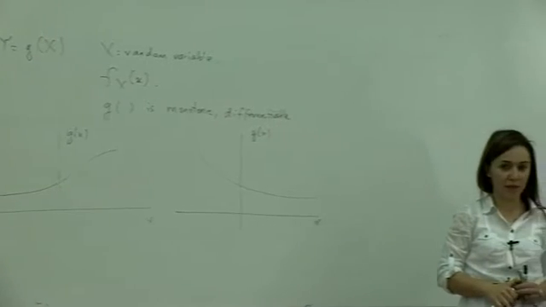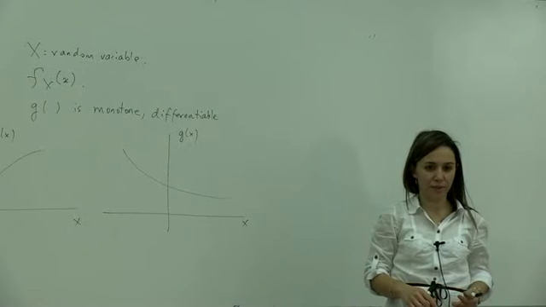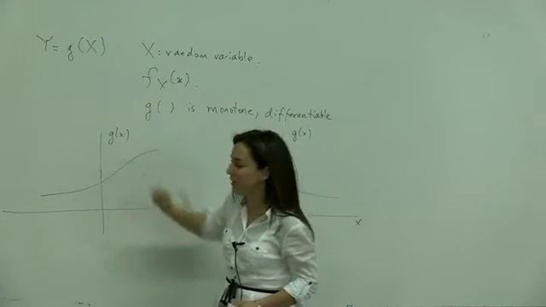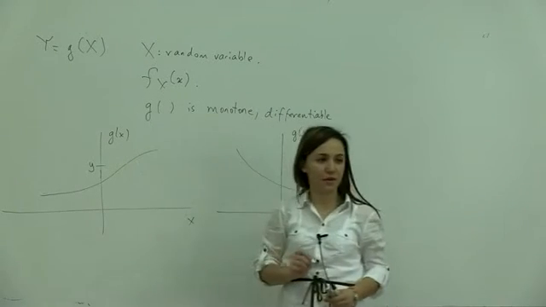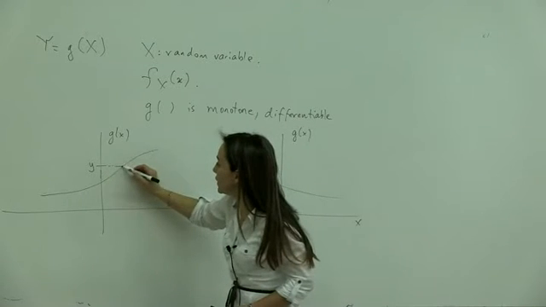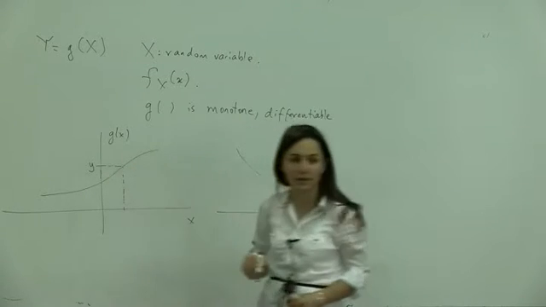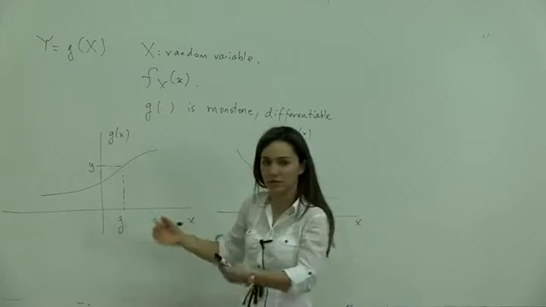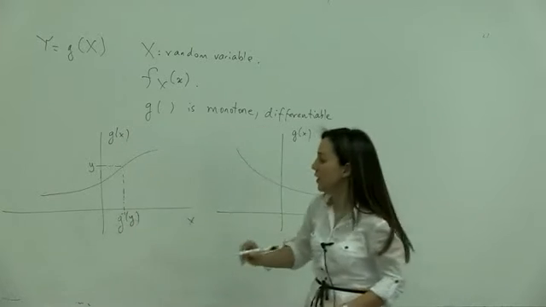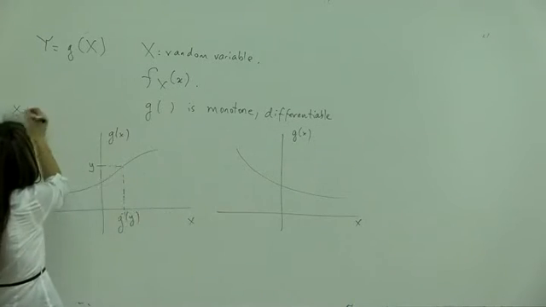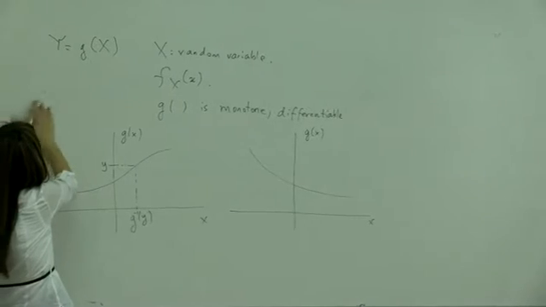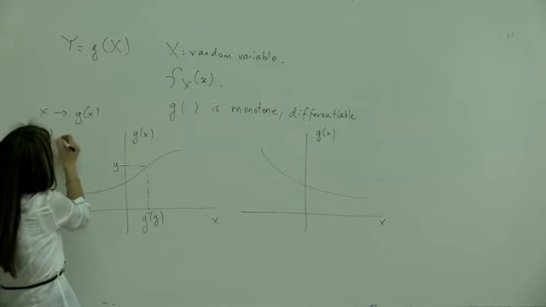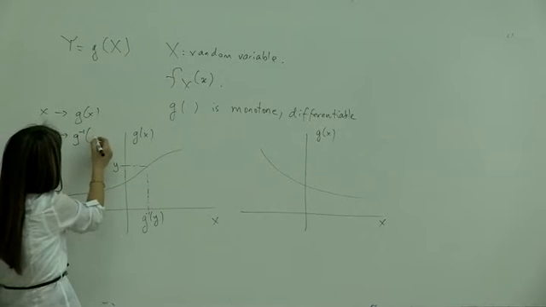Since they are monotone, what do we know about them? They are invertible, right? What does invertible mean? So x is mapped to g of x. If you give me a y here, it's mapped to a unique value of x. I can represent this with the inverse function, g inverse of y. So invertible means if x is mapped to g of x, then g of x is mapped to g inverse of g of x.